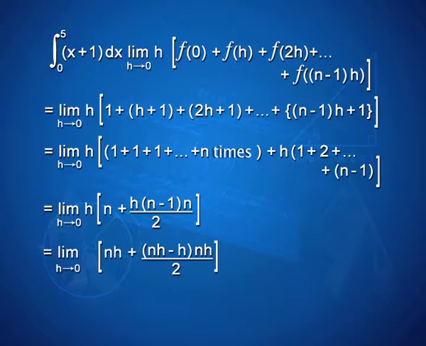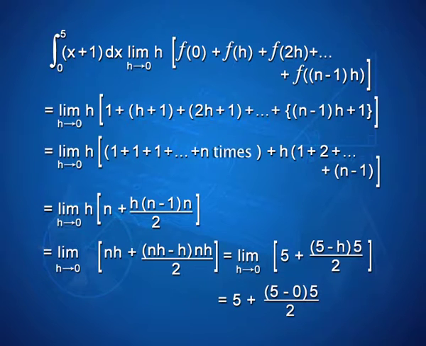This we got on opening the brackets, that is equal to limit h tends to 0 5 plus 5 minus h into 5 upon 2, which gives 5 plus 5 minus 0 into 5 upon 2, which on simplification gives 35 upon 2 as the answer.